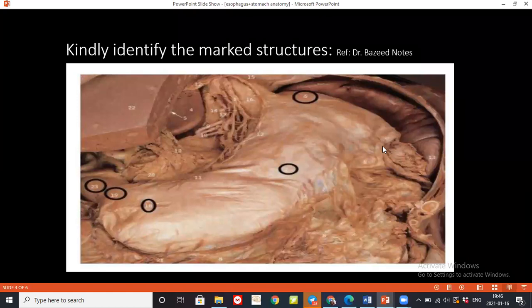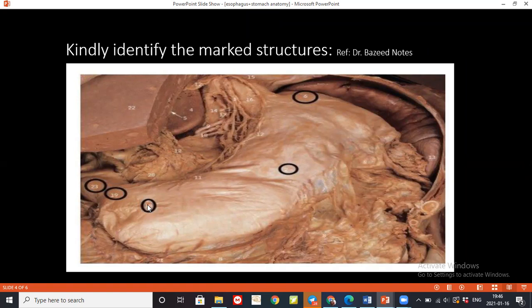Okay, what organ are you looking at? It is the anterior part of the stomach. Okay, can you please identify structure number 2 over here? This is the body of the stomach. Yes, and number 6 over here. This is the fundus of the stomach. Okay, and number 18 over here, please.